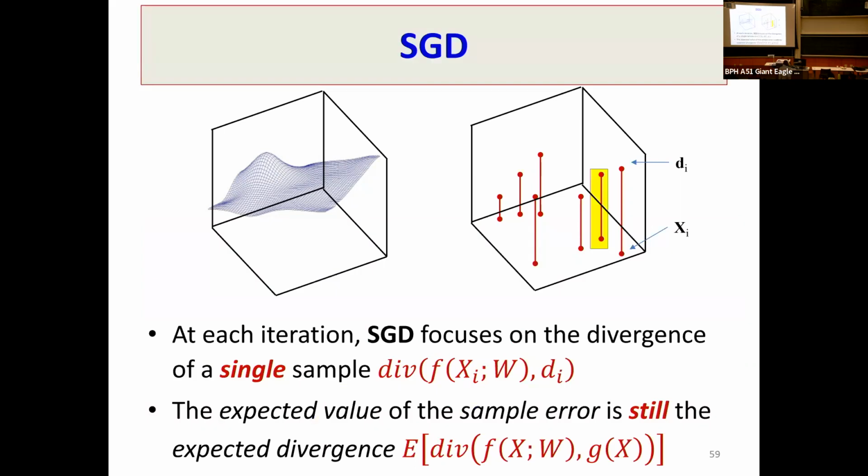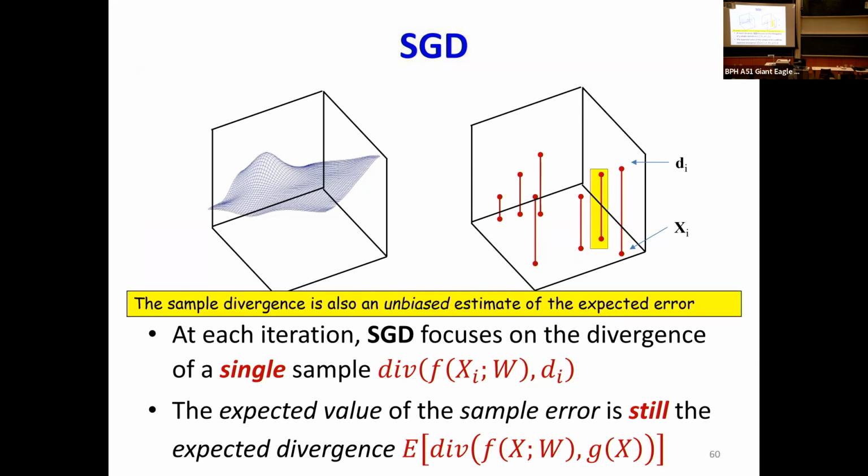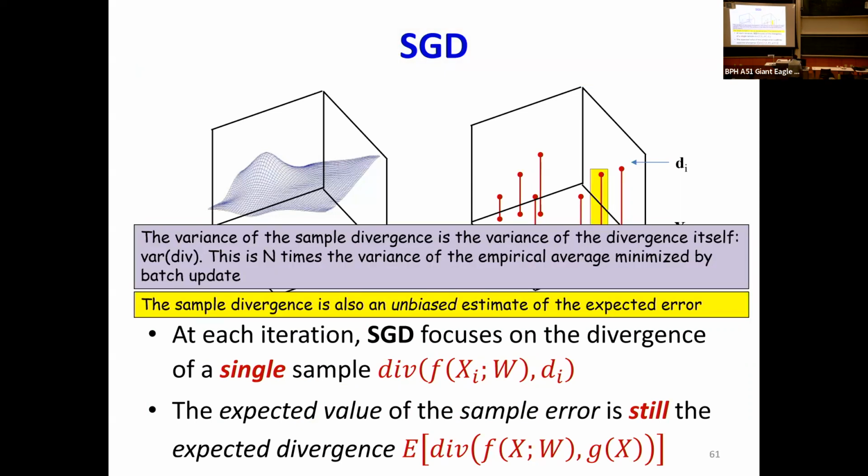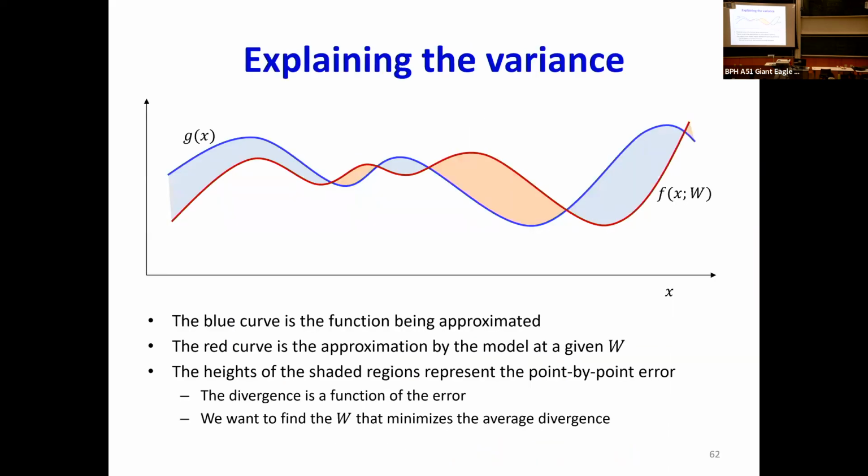So when you're performing SGD, it focuses on the divergence of a single sample. The expected value of the sample divergence is still the expected divergence. This is still an unbiased estimator. The real problem is that the variance of the sample divergence is the variance of the divergence itself. The 1 over t factor is missing, which means that depending on the sample you chose, you're going to get a wildly different answer. So let's try to see this pictorially.